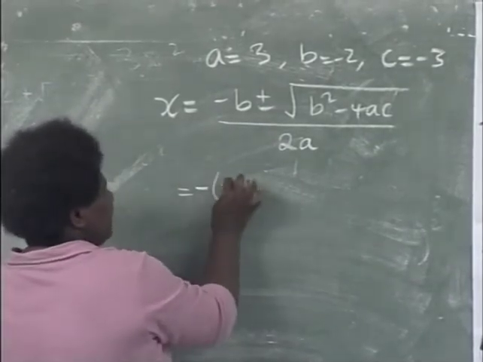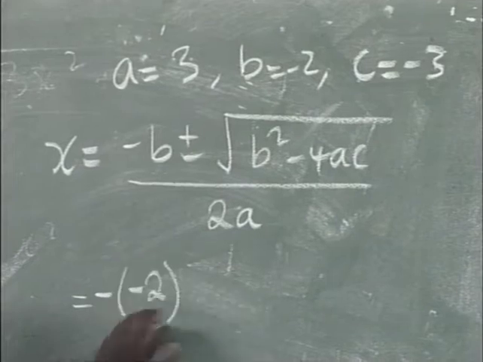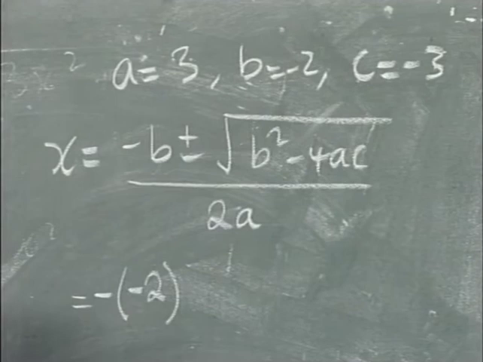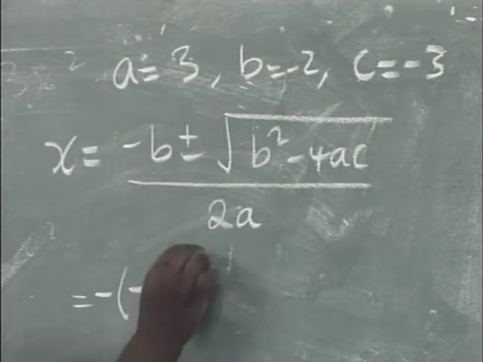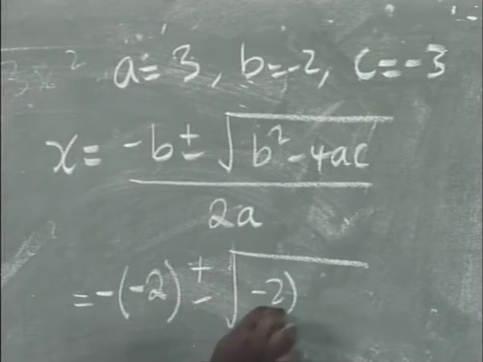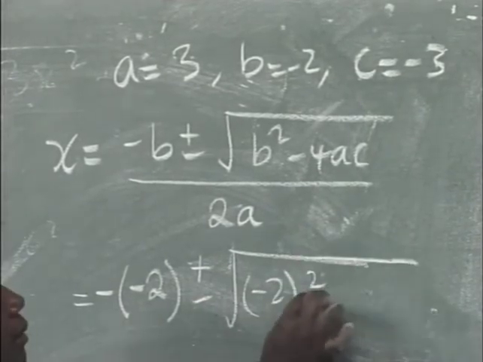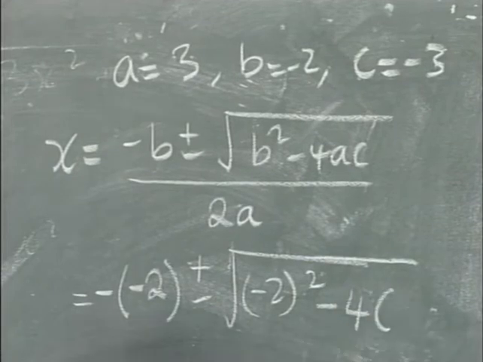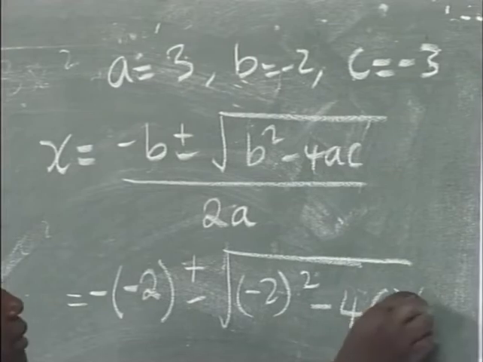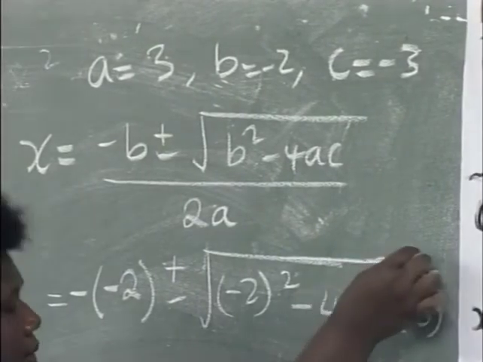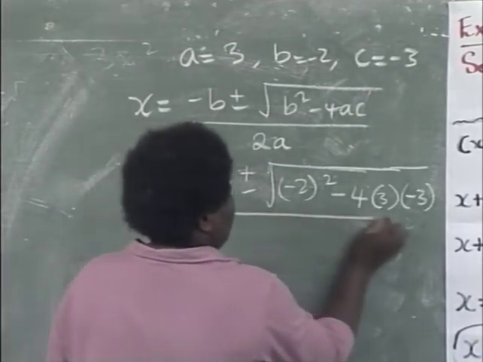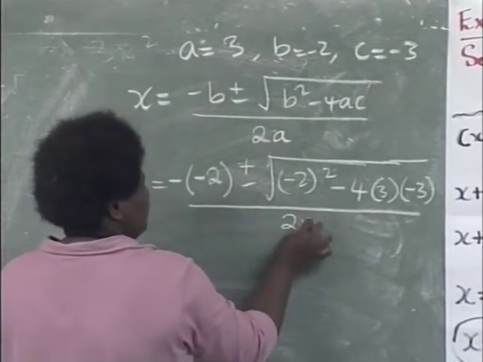So minus negative 2, because I'm substituting b for negative 2, plus or minus negative 2 squared, minus 4 times I have to multiply a by 4, which is 3, and c is negative 3. All over 2 times 3.